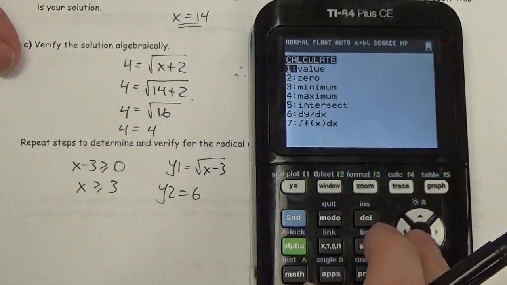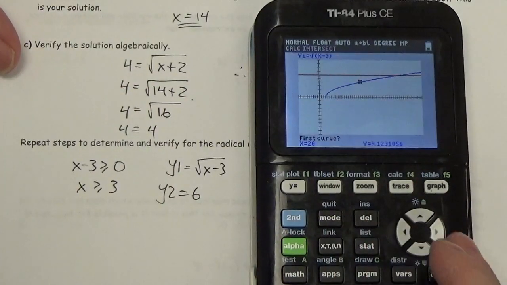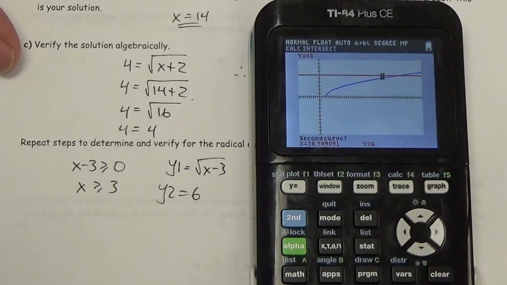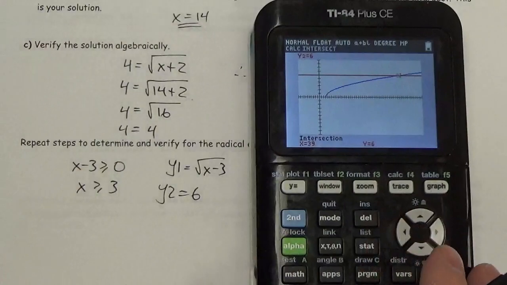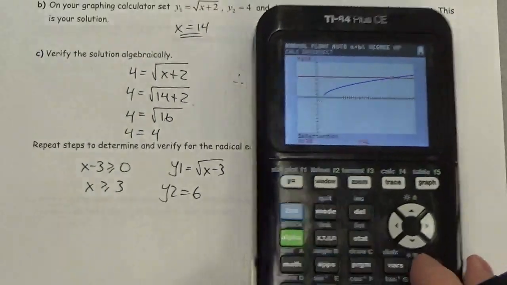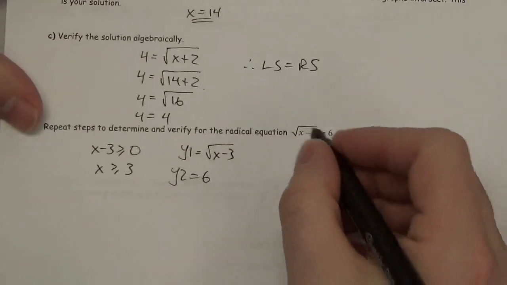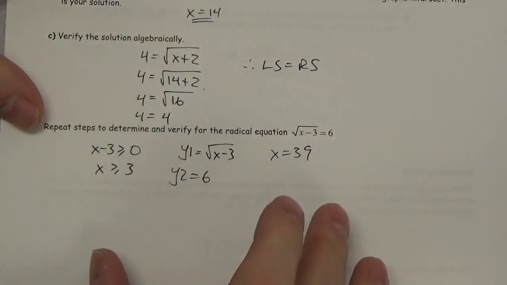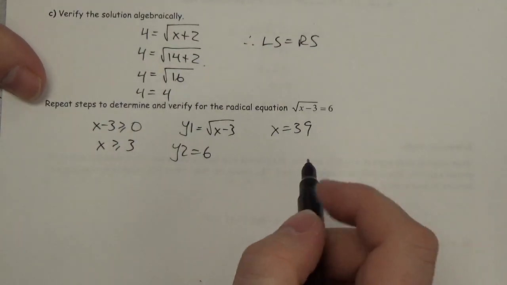So second trace, intersect. I'm going to move the cursor closer. Enter. First curve, enter. Second curve, enter. Okay, let's zoom in. Looks like my answer is 39. So we get x is equal to 39. That is bigger than 3, so I feel fairly confident that I did that right there.